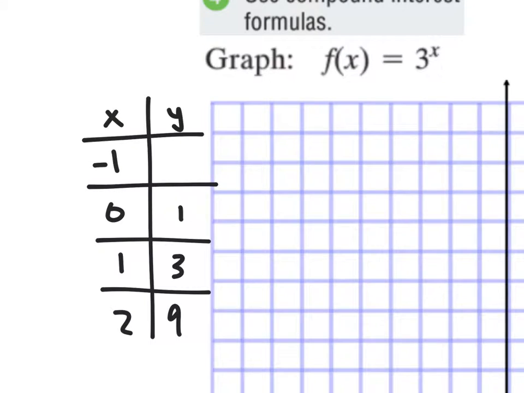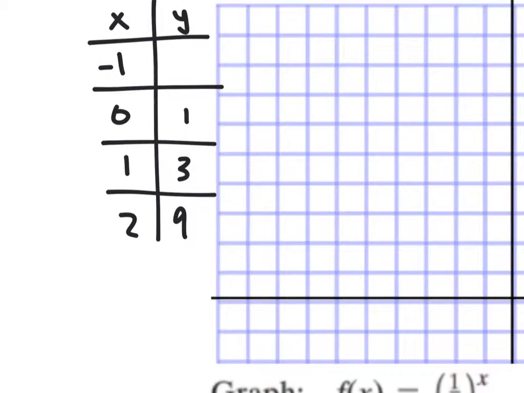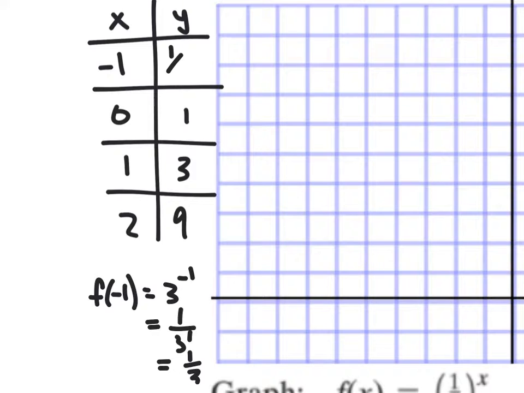Now when I plug in -1, remember, if I do f of -1, it's going to give me 3 to the -1. That's going to give me 1 over 3 to the first, which is just 1/3. So this value here is 1/3.